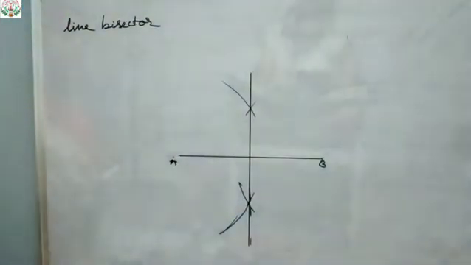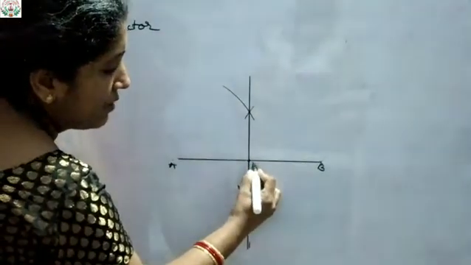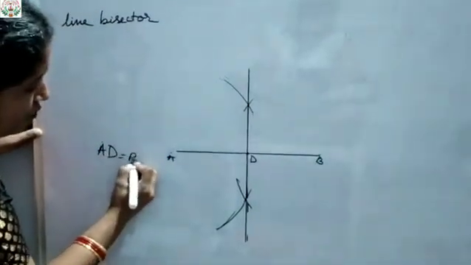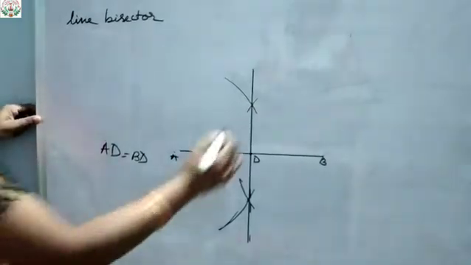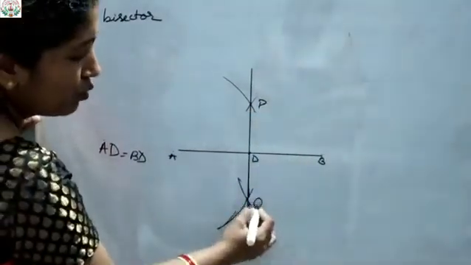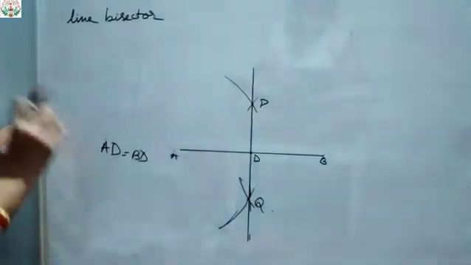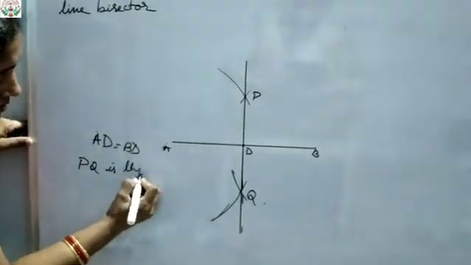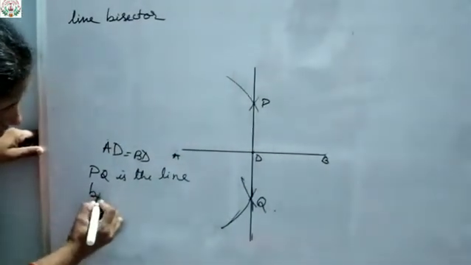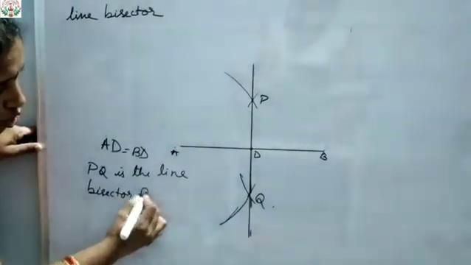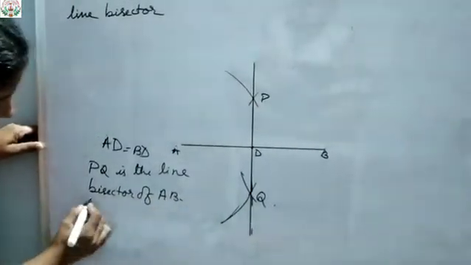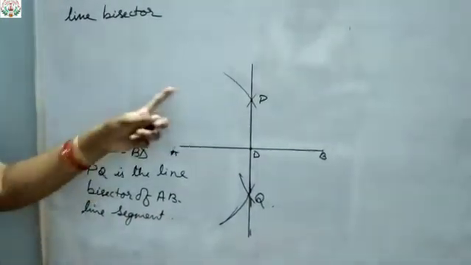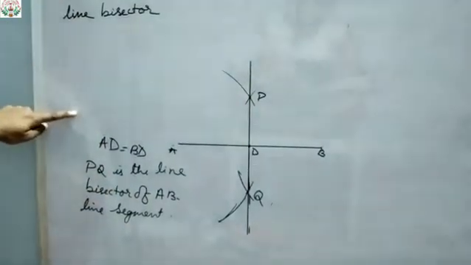So this is called what? This is called the line bisector. Means you can say that AD equals BD, and you can say this is your P and Q. So PQ is the line bisector of AB line segment. Clear? Likewise you have to make the bisectors of it.